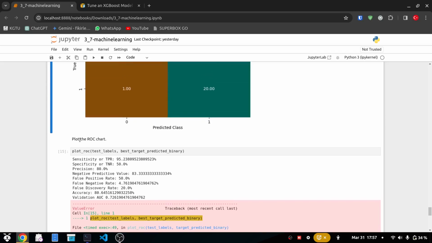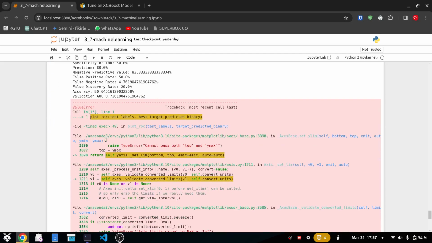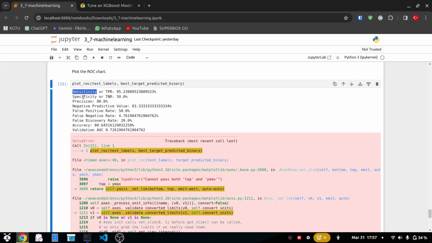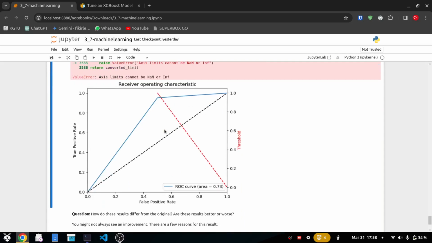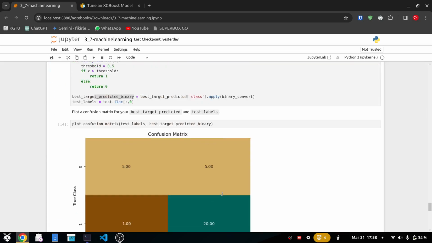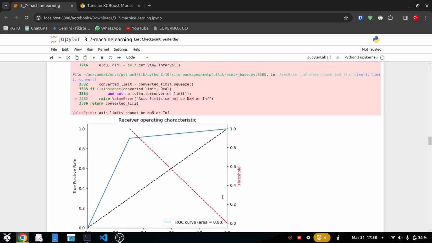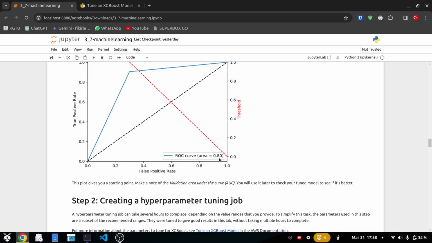We are now plotting the ROC chart. We have some performance metrics in here again: specificity, sensitivity, precision, negative predictive value, false positive rate, false negative rate, false discovery rate, accuracy, and validation AUC as defined. And you can now see the area under the curve of the ROC curve is 0.73, and let's see the previous one. It is 0.80.